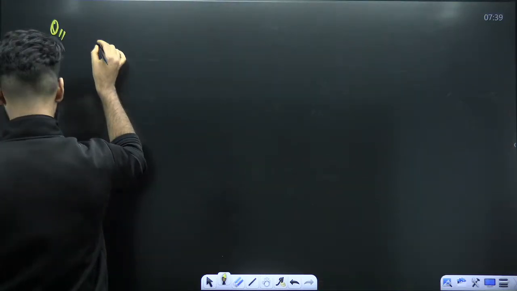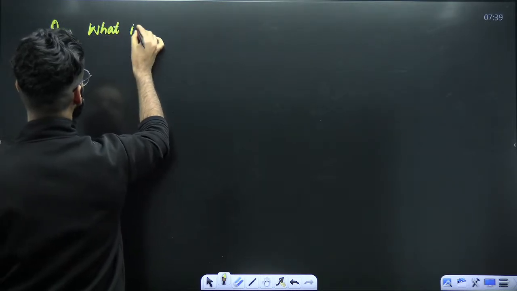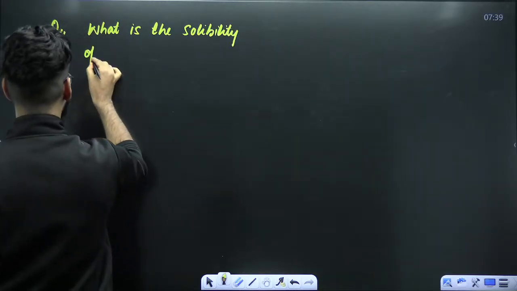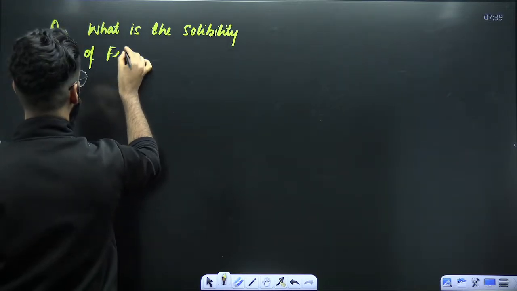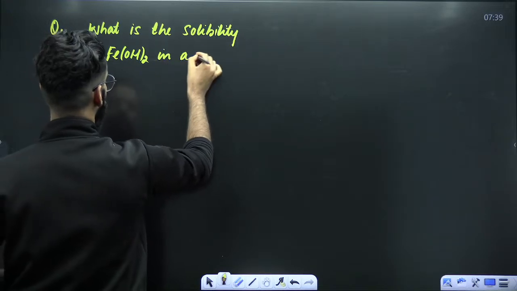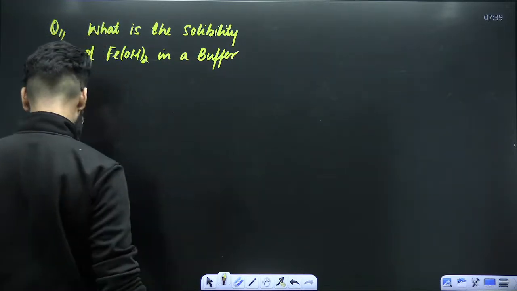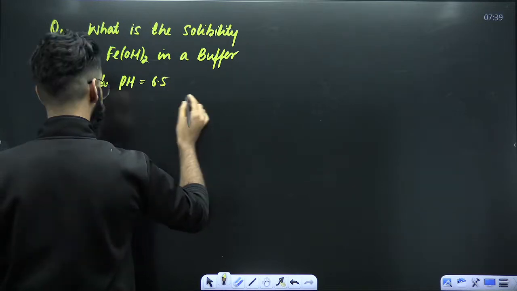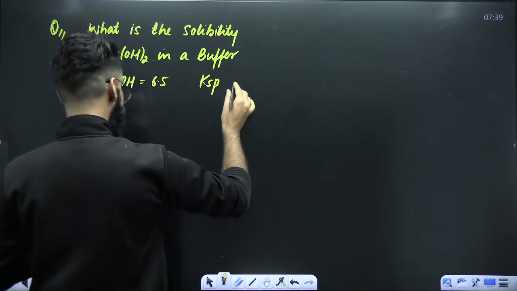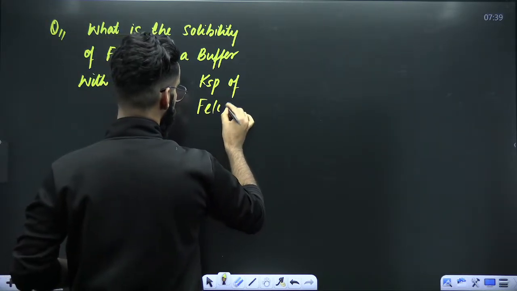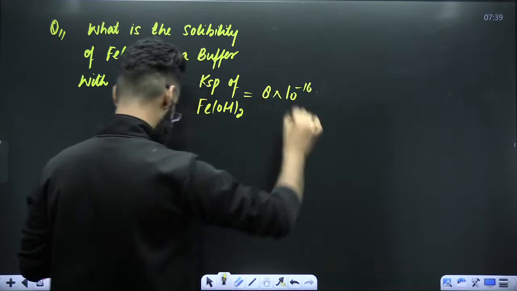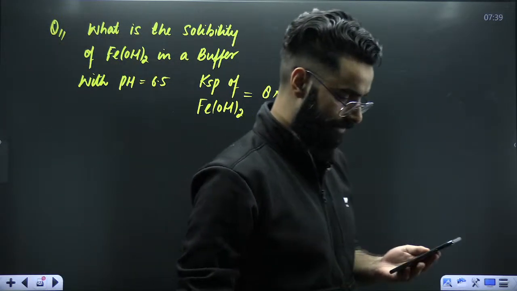One question I'm giving you as the homework. Let me see if you can solve this or not. What is the solubility of Fe(OH)2 in a buffer with pH 6.5? KSP for Fe(OH)2 is equal to 8 into 10 raised power minus 16. This is your homework question, and do give it a try, guys.